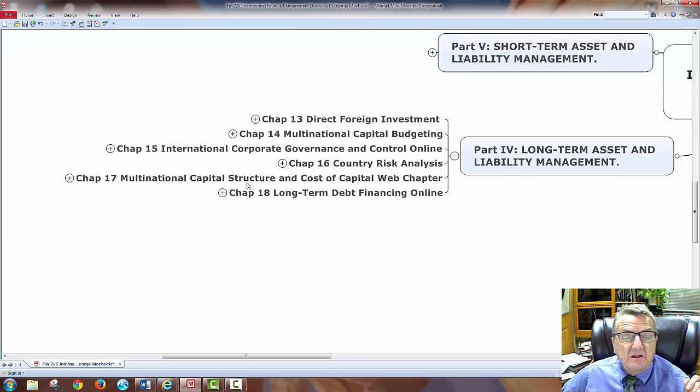Okay, so I'm looking at that, and then I'm looking at multinational capital structure, the cost of capital, and we'll be using that on the web, and long-term debt financing.